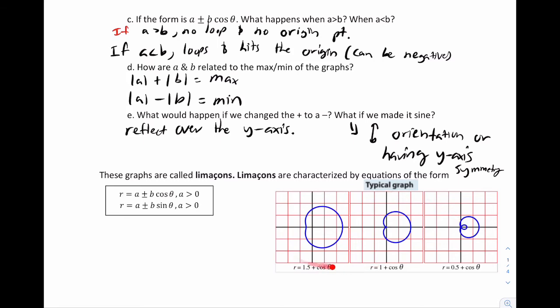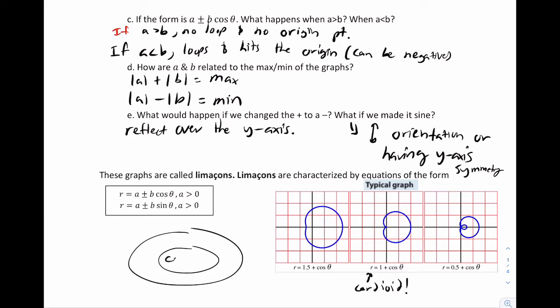So right here are some examples of limaçons. And notice how this middle one is a cardioid. Which means if I were to make a diagram, cardioids are right here, and limaçons are like that. Meaning all cardioids are considered limaçons, but not all limaçons are considered cardioids.